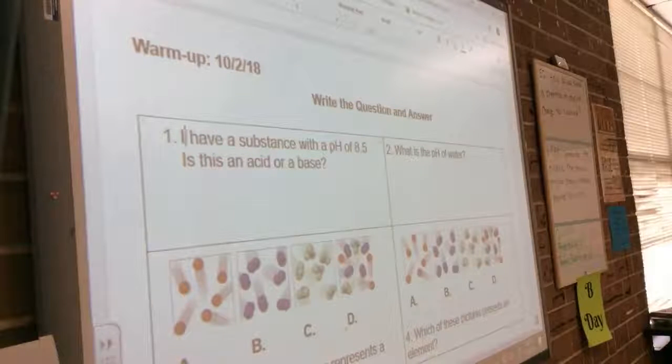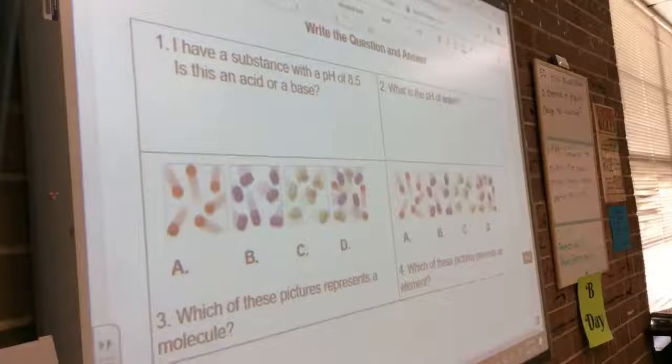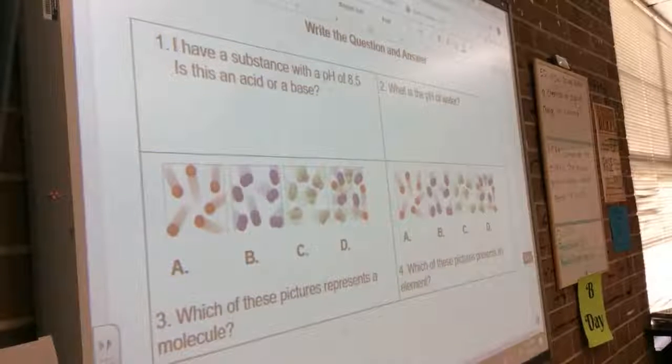Thank you, Ruben. The pH of water is 7. It's neutral. It's right in the middle of that scale from 0 to 14. We talked about this yesterday with our lab.